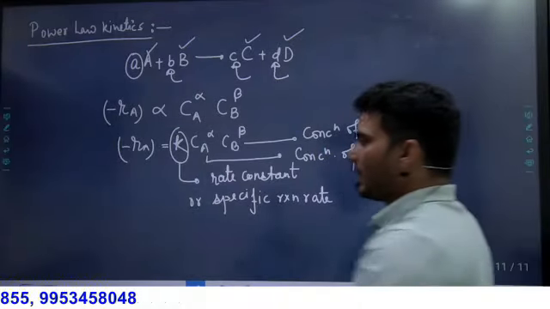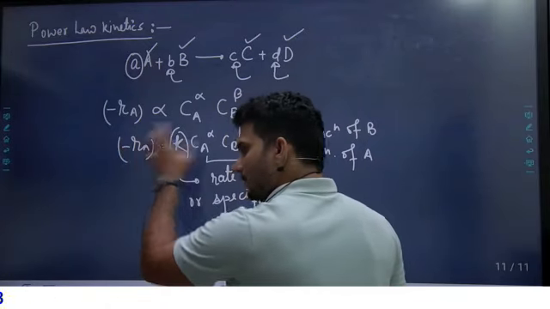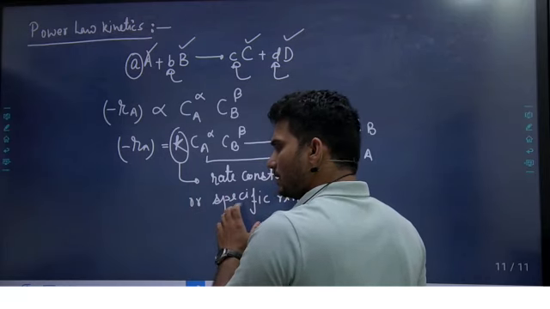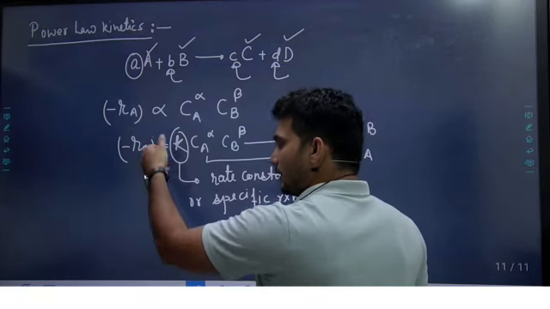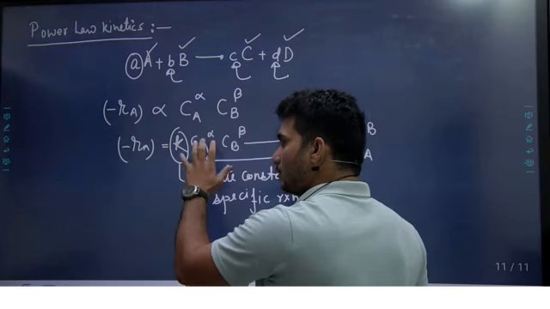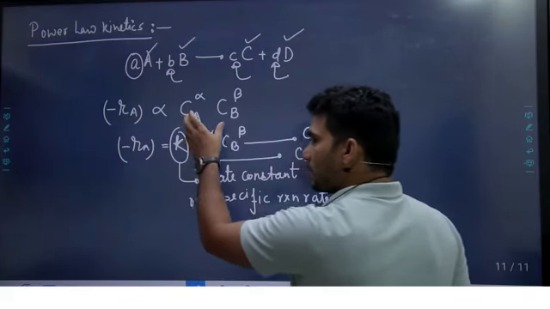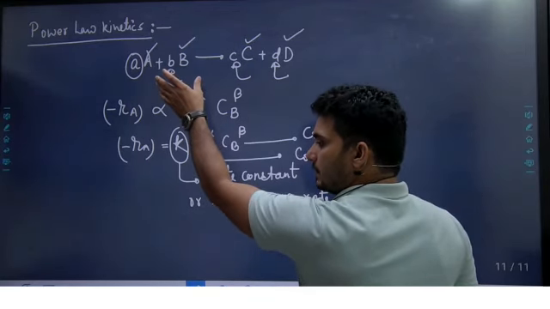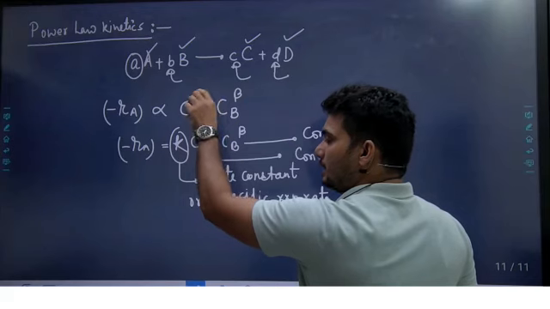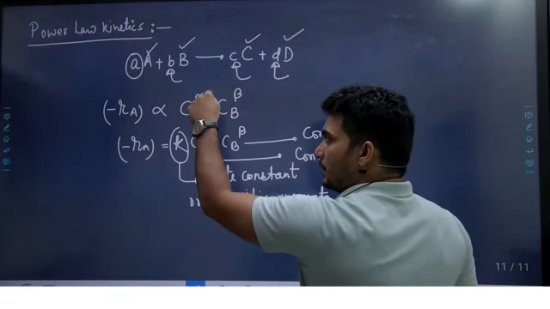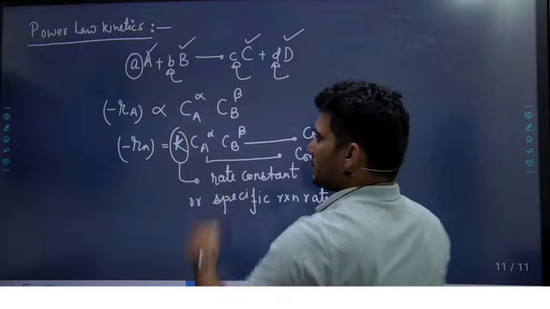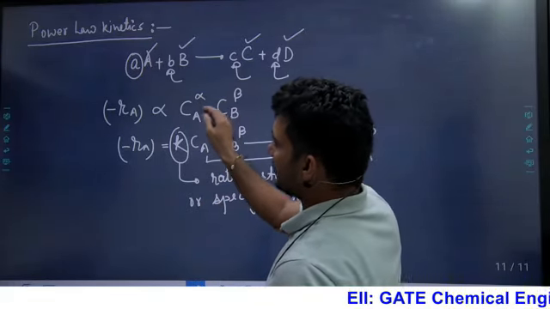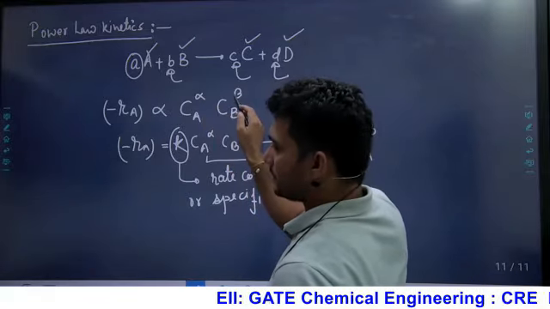Concentration of B. So minus Ra, which you already defined, minus 1 by V dNA by dt. So what will it be? Rate will be directly proportional to the multiplication of the concentrations of the different reactants raised to exponents, that is the powers on the concentration. That is not the small a, that is alpha, that is beta.